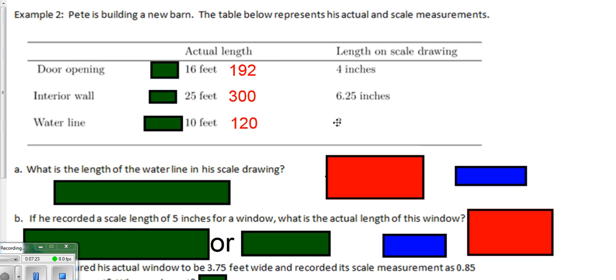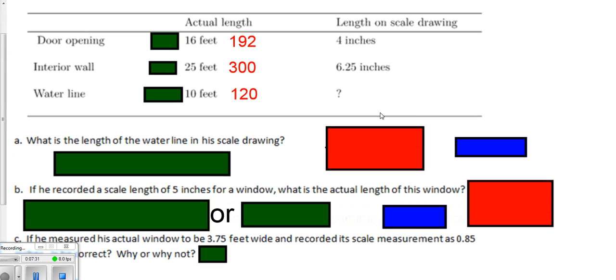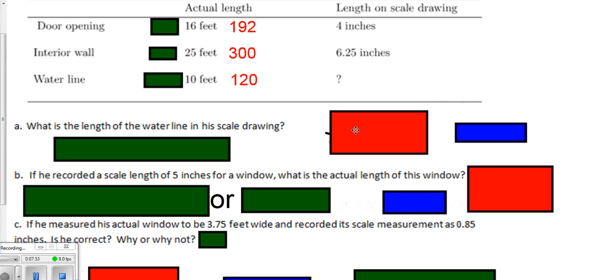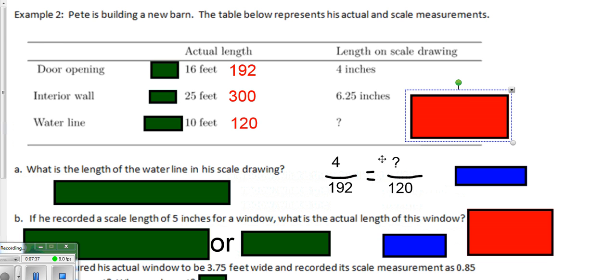So the last number that we don't know, in this case, is the length on the scale drawing of his water line. So what is the length of the water line supposed to be in the scale drawing? Well, we'd have to start by setting up our proportion. We'd say 4 inches scale drawing for the door opening to every 192 inches. That's his actual length. So scale over actual from one that we already knew.